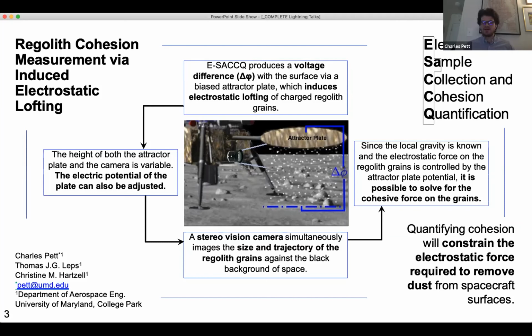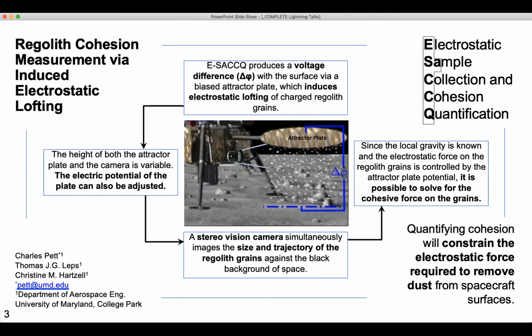While the grains are lofted by the attractor plate, the camera will image their size and trajectory. And since we know the local gravity on the lunar surface, for example, and the electrostatic force on the grains is controlled by the attractor plate, we can back out the cohesive force on the grains. I guess we'll find out.